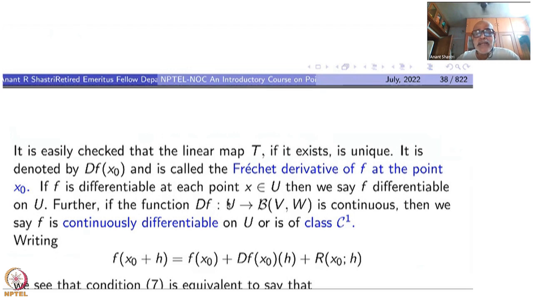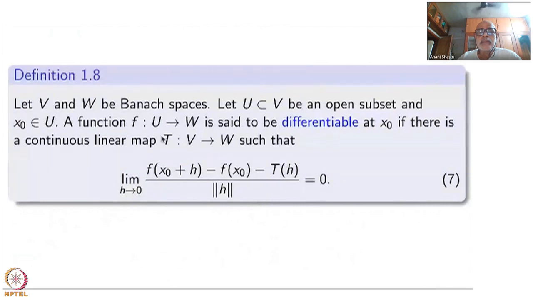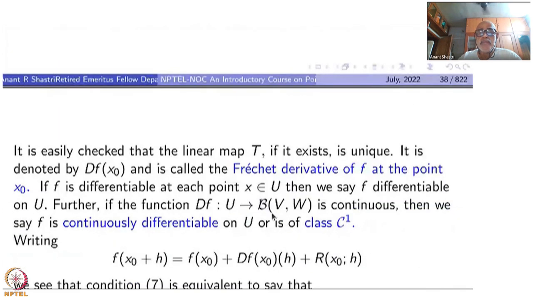If f is differentiable at each point x inside an open set, then we say f is differentiable on the open set U. Further, consider the function which assigns to each point its derivative. Remember, derivative is a bounded linear map, right? T is a bounded linear map from V to W, so it is taking values inside B(V, W). If this function, which for each x inside U takes df x, denoted by df, is itself continuous, then we say that f is continuously differentiable on U, or we can say it's of class C1. There are ways of making class C2 definition, C3 and so on, but we will stop here, only class C1.